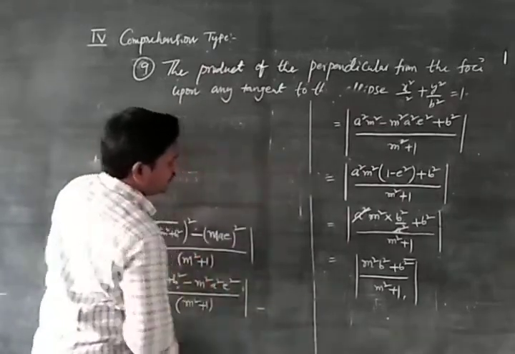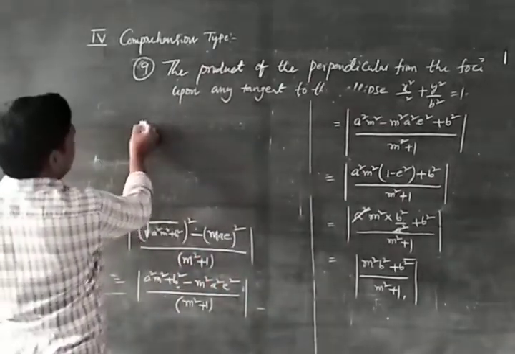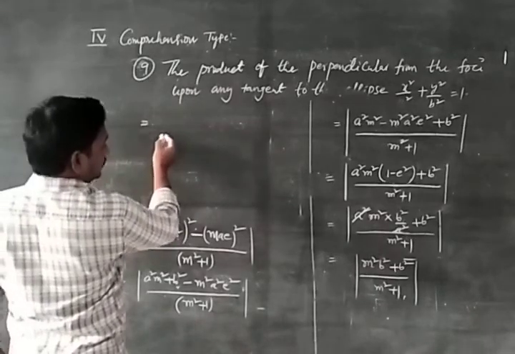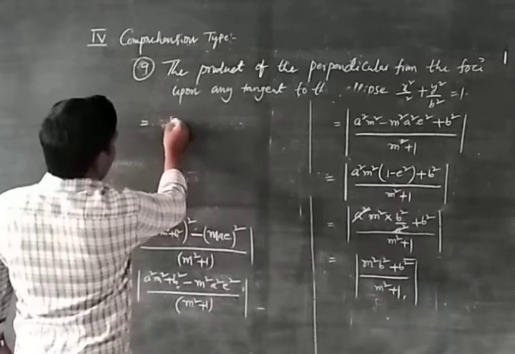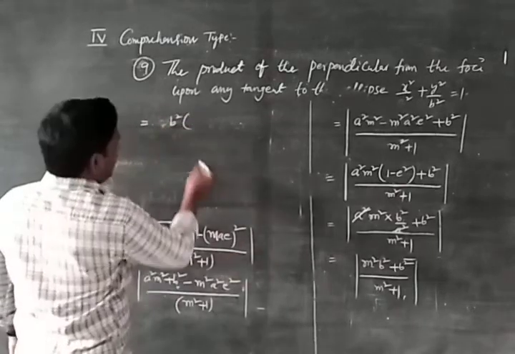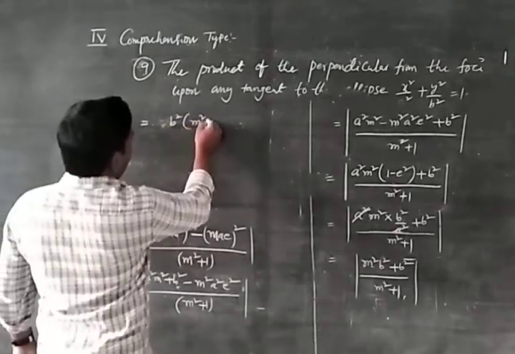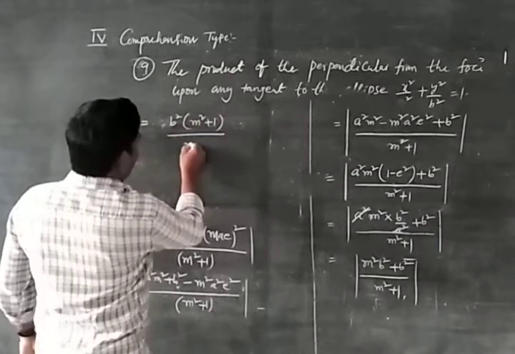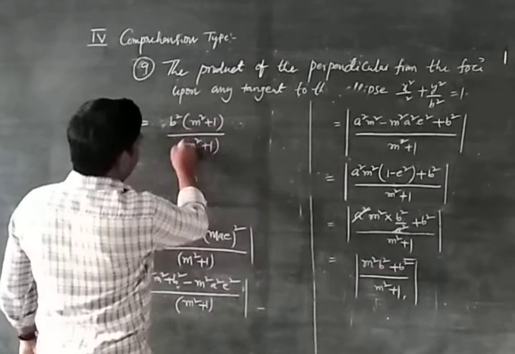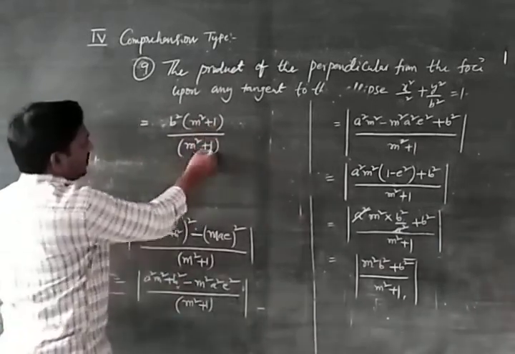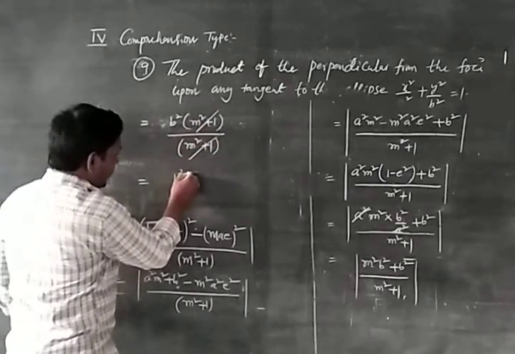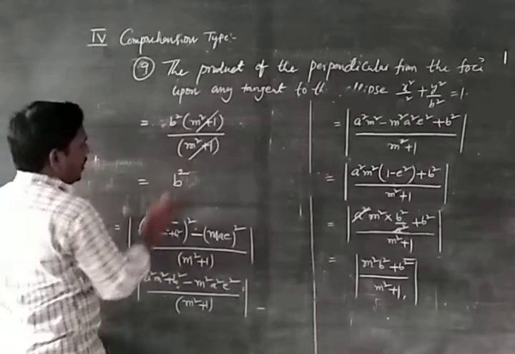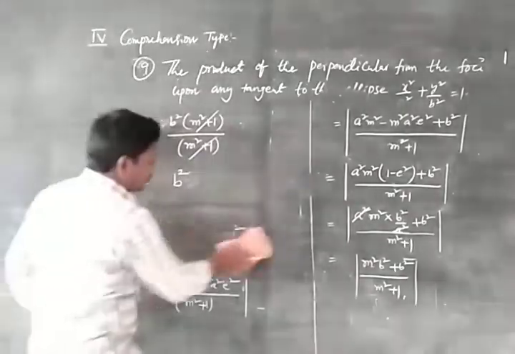Okay, from that, B square is the common one. Here M square plus 1 by M square plus 1. M square plus 1 and M square plus 1 both are cancelled. Remain B square. We got the answer. Okay.